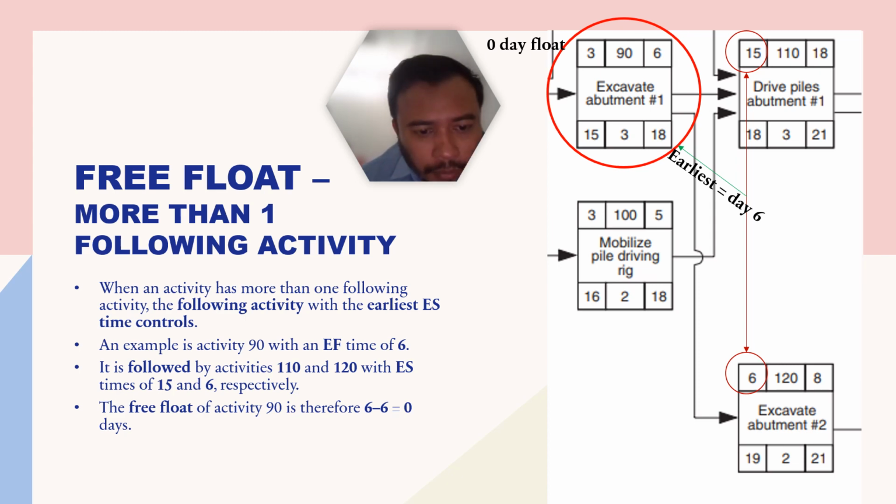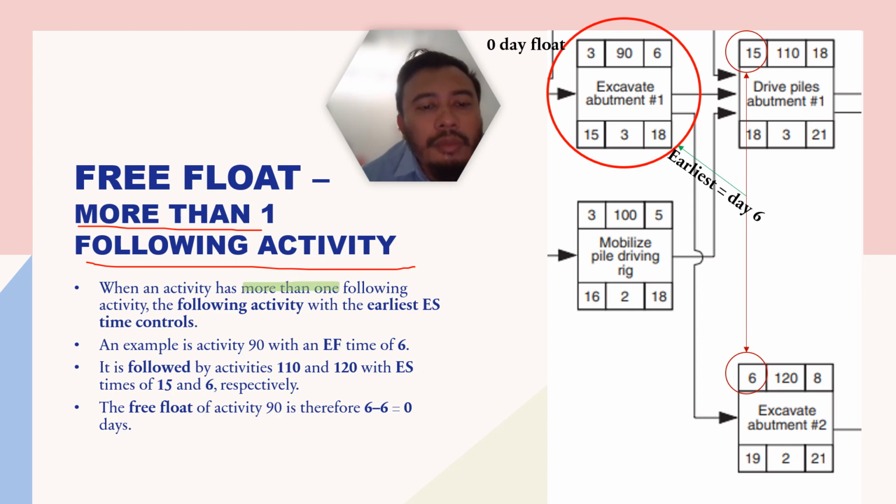So next scenario is where you have more than one following activity. You have extra tasks following your preceding activity. So how do you calculate the free float? When an activity has more than one following activity, the following activity with the earliest ES controls the completion date.